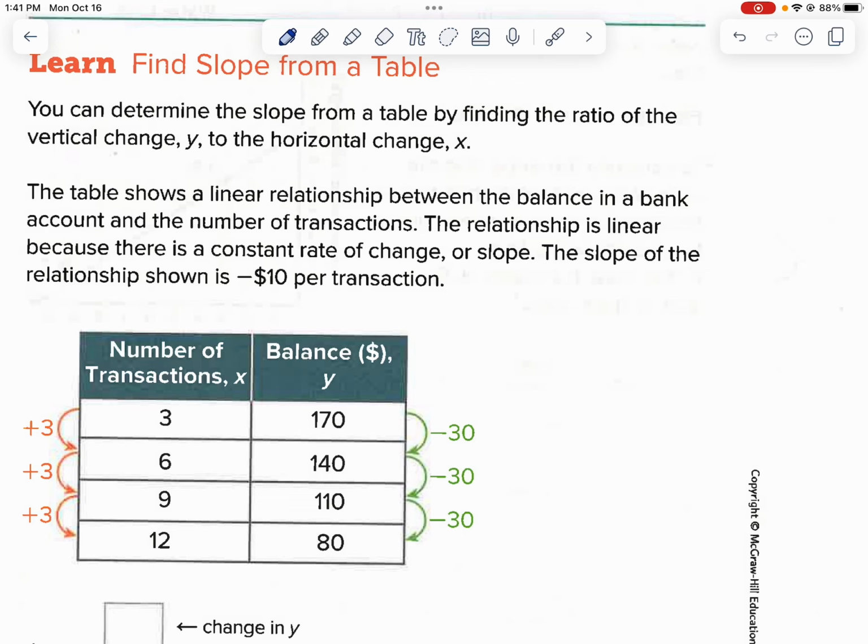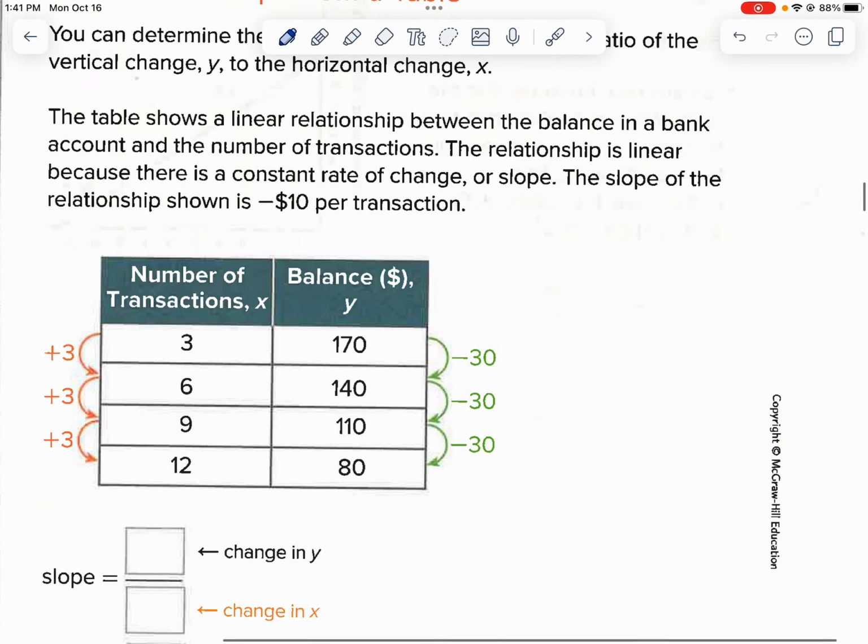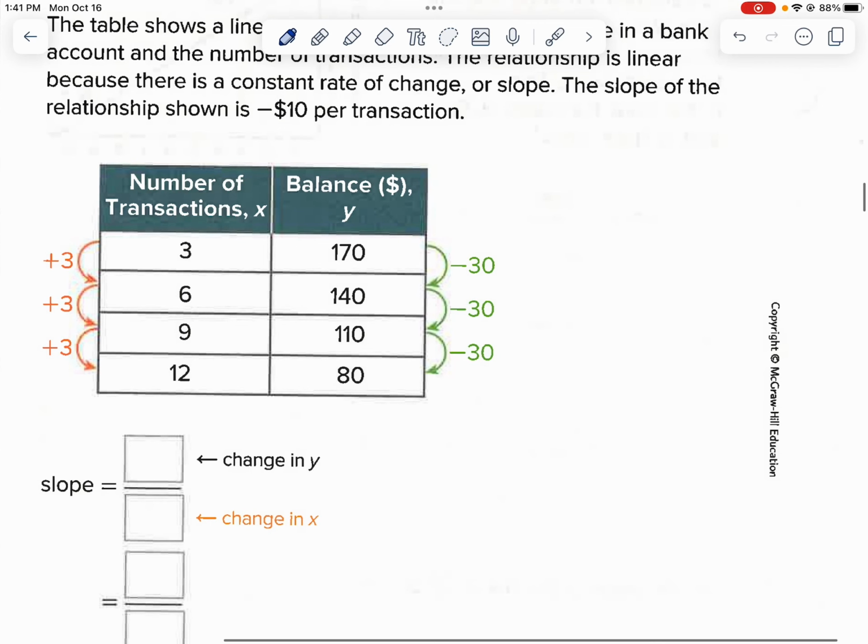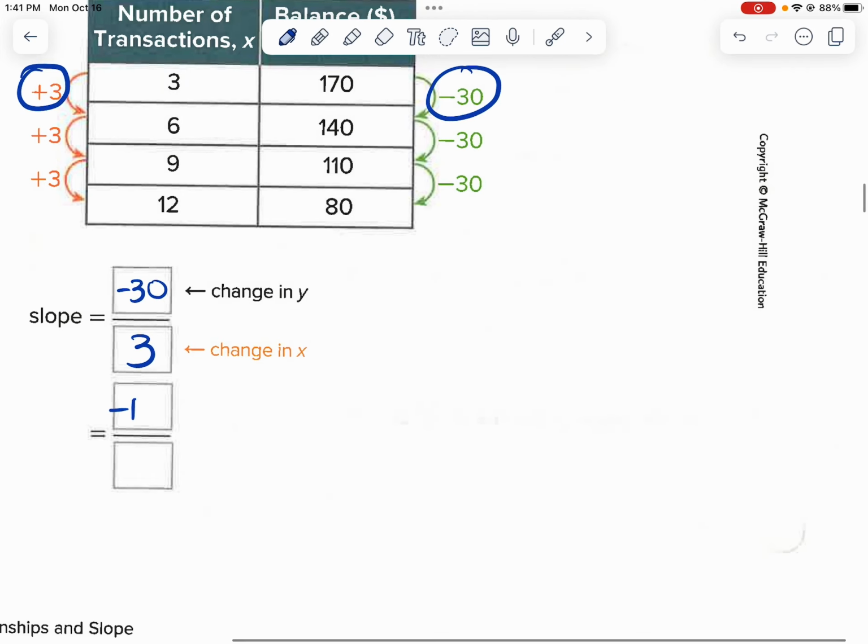So I look at this. The table shows the linear relationship between the balance in a bank account and the number of transactions. The relationship is linear because there is a constant rate of change, or slope. The slope is negative $10 per transaction. So the change in y is negative 30, the change in x is 3, negative 30 over 3, which is negative 10.